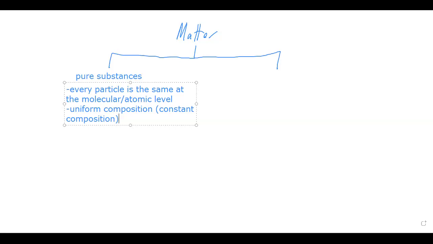So that's one half of the discussion, the pure substances. Pure substances being pure because at the atomic level, at the molecular level, if I have a sample of this substance, every single one of those particles is going to look exactly the same. They're all going to have the same physical properties. They're all going to have the same chemical properties.